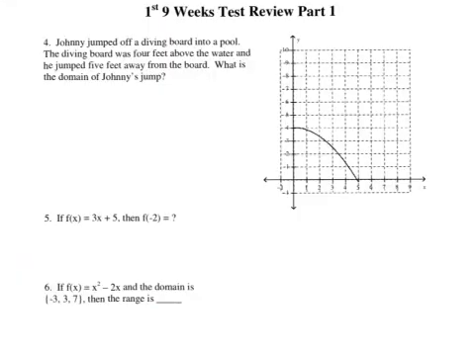Number 4. Johnny jumped off a diving board into a pool. The diving board was 4 feet above the water, and he jumped 5 feet away from the board. What is the domain of Johnny's jump? Well, there's a whole word problem here, but what we're looking at is, what is the domain of Johnny's jump? So all I need right here are the x values of the jump. So I'm going to only use the values of x since we're looking for domain. And I have to see if I traced these points back to my x-axis, what is the minimum value and what is the maximum value.